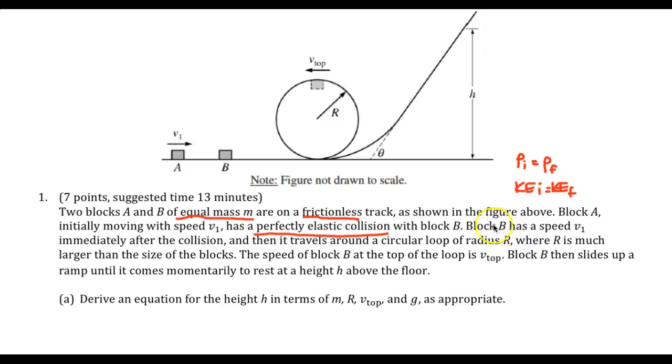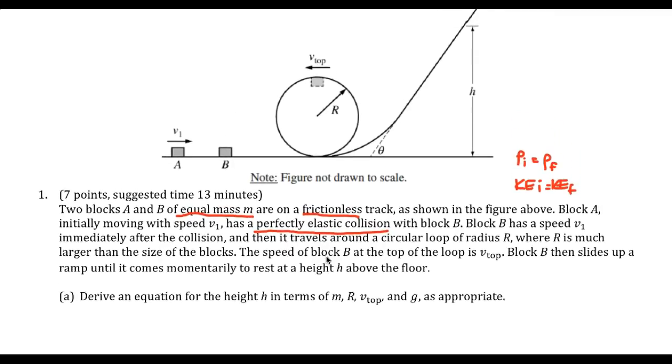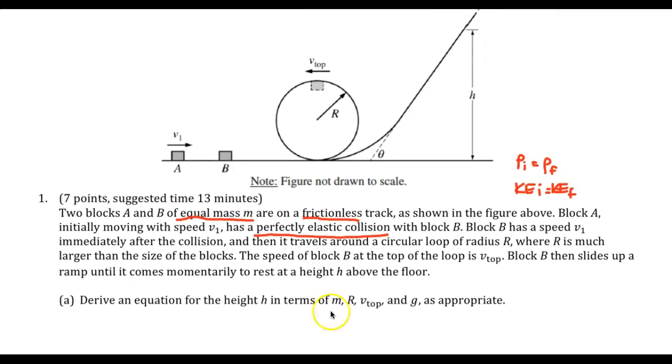Block B has a speed v1 immediately after the collision and then travels around a circular loop of radius r, where r is much larger than the side of the blocks. The speed of block B at the top of the loop is v top. It then slides up the ramp until it momentarily comes to rest at some height h. Okay, so I want to derive an equation for the height h in terms of these 4 variables. So a perfectly elastic collision means that momentum is conserved. So if A hits B and then B begins moving at this speed, that means A must stop.